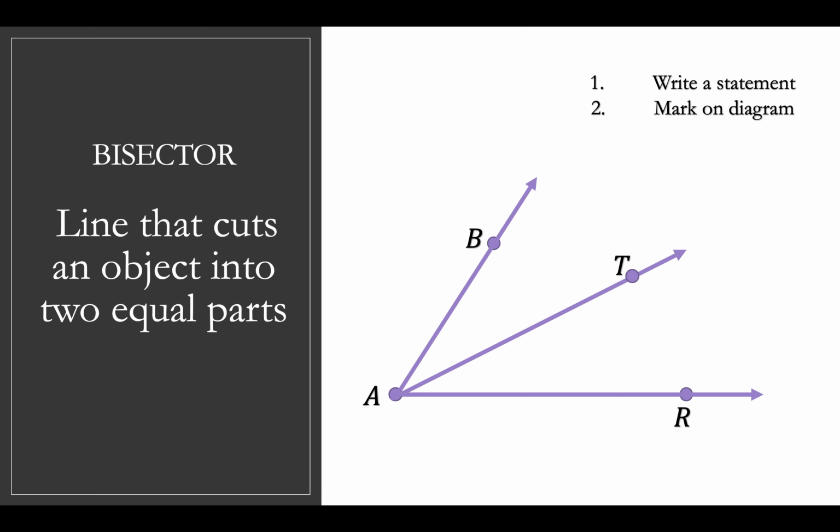So then here's how I'd mark this on the diagram. I'd put two little arcs, all right, one for each. And then since they both have one, that tells me that these are congruent, all right? So how I write that is I would write angle BAT is congruent to angle TAR. And then I mark in the diagram with these little arcs. So they have the same number of arcs, which means they're congruent.